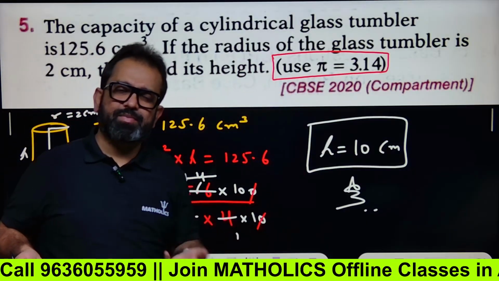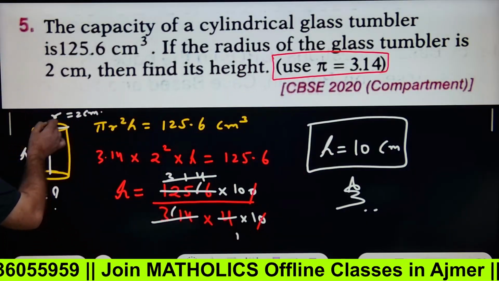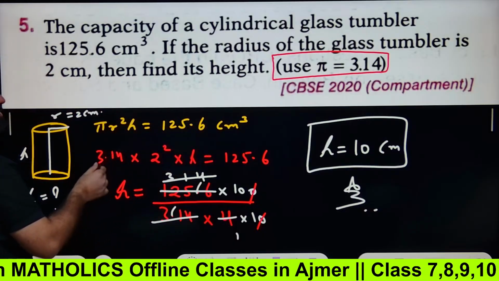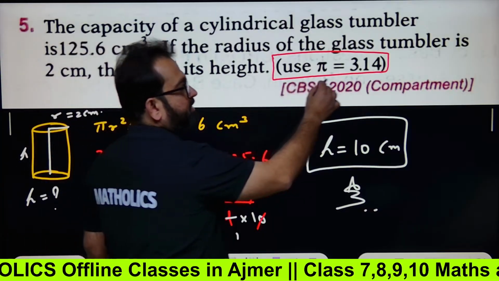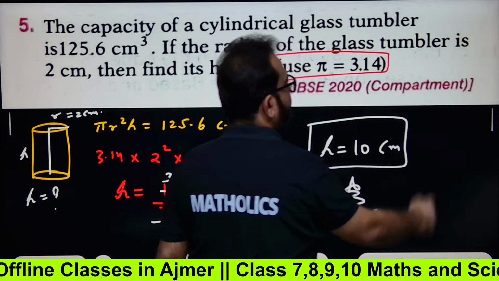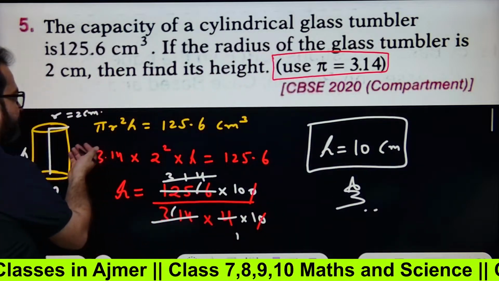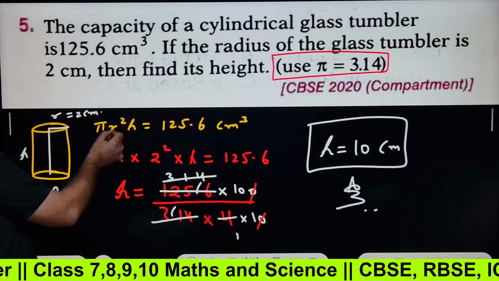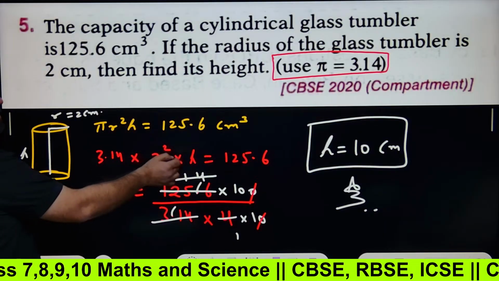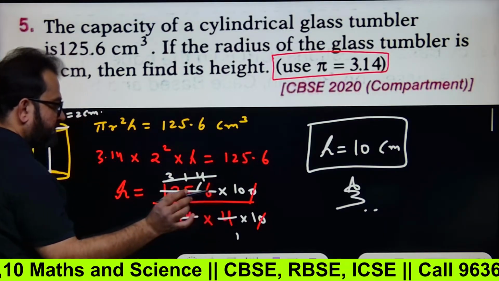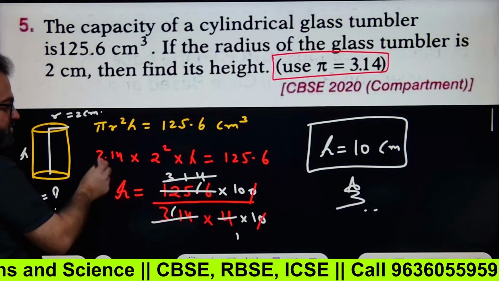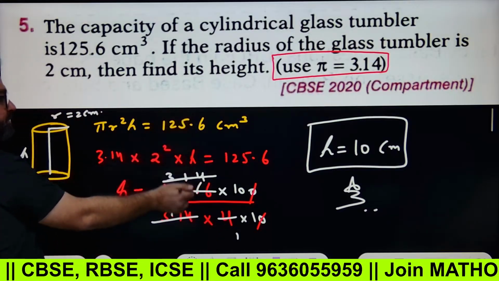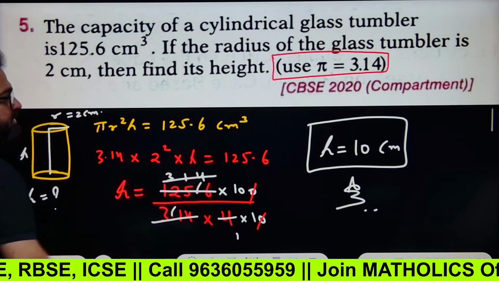Height, very simple question. So just write cylinder as it is. So pi r square h is 125.6. Put the values. It is given the value of pi is 3.14. So just put the value 3.14. 3.14 into 2 square would mean r square is 2 square into h equals to 125.6. So you find h. So this 3.14 and 2 square will go on the downside. Then you solve it simply and get the answer to be 10 centimeters.